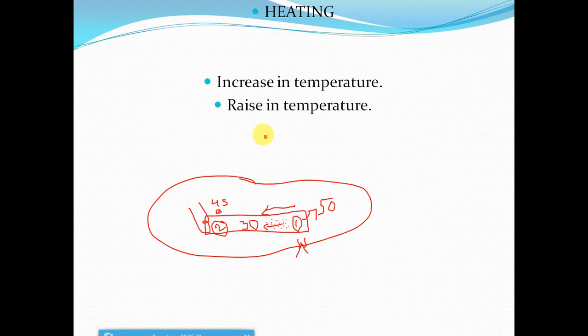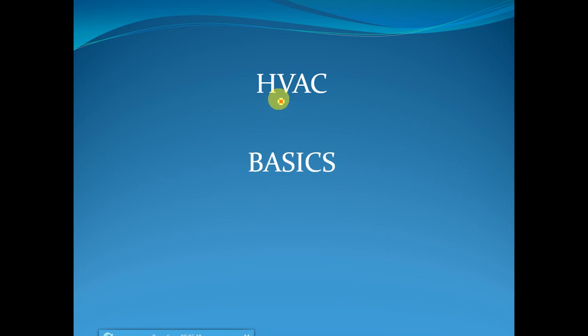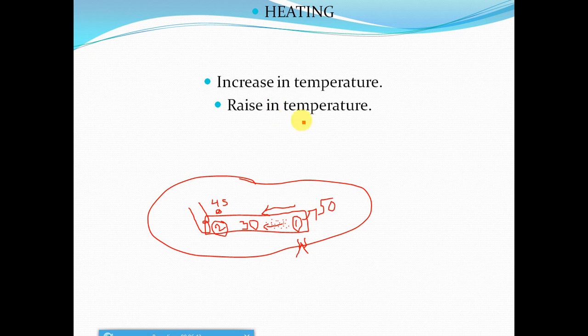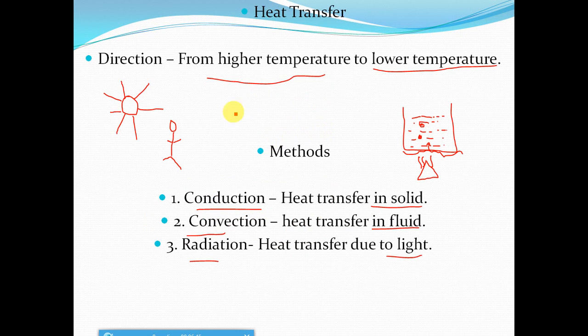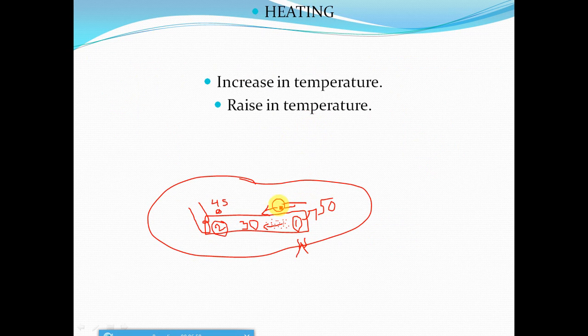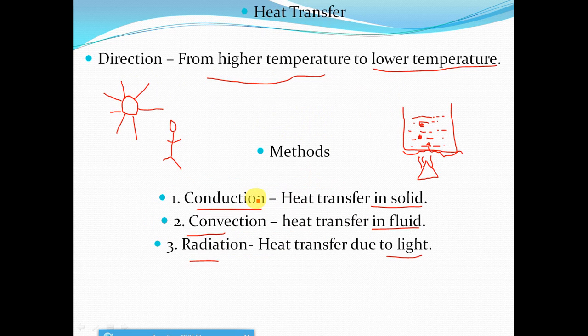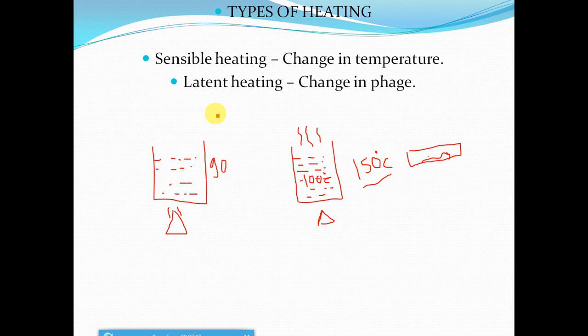So once again, in HVAC basics, H stands for heating: increase or rise in temperature is called heating. The direction of heat movement is always from higher temperature to lower temperature. The methods are conduction, heat transfer in solids; convection, heat transfer in fluids; and radiation, heat transfer due to light. The best example is sunlight, or you can also feel it with an electric bulb. And now sensible heating is change in temperature, and latent heat is change in phase.